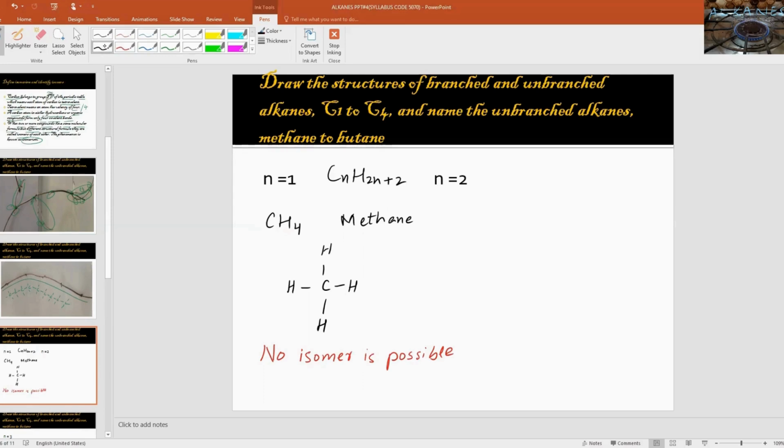Now let's try the second member. The formula is C2H6. The name is ethane. Again, I don't see any possibility of having an isomer of ethane. So I will write again, no isomer is possible. For these two, isomers are not possible.